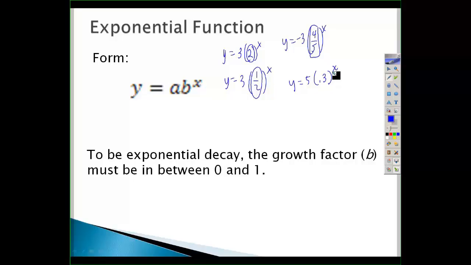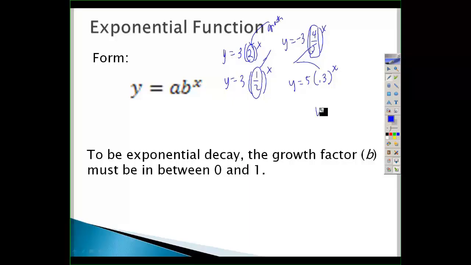Now, that's what this statement says here. The growth factor b is in between 0 and 1. As you can see, not in between 0 and 1, growth. All these other ones, 4/5, 0.3, decay. They're all in between 0 and 1. The rest of it doesn't matter. The x is in the exponent, that tells us it's an exponential function, and the growth factor, the b value, the base, tells us whether it's exponential growth or decay.